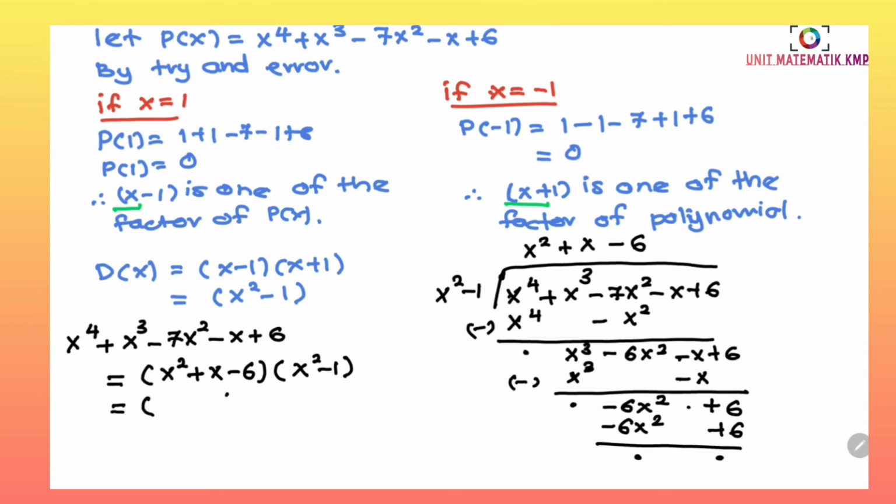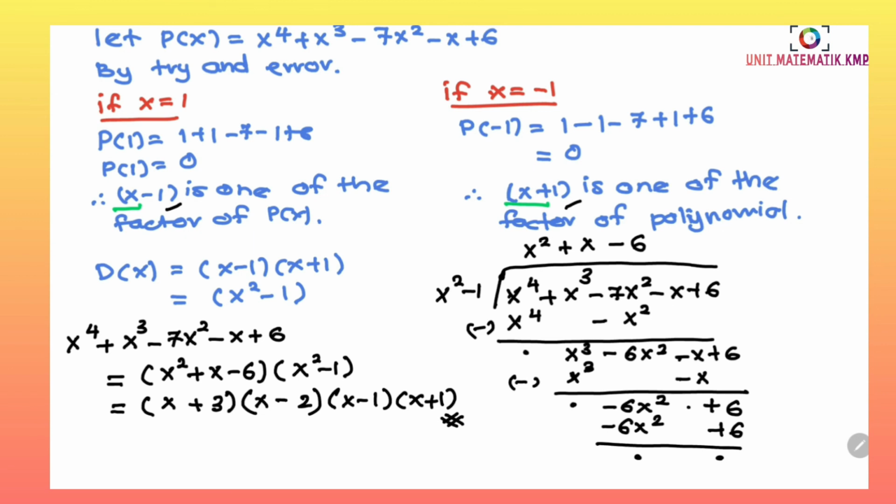So if we factorize here, we have x times x is x squared. To have negative 6, this is 3 times 2. So one is positive and one is negative. And to factorize x squared minus 1, we already know the factors are x minus 1 and x plus 1. So here is our completely factorized form of the given polynomial.